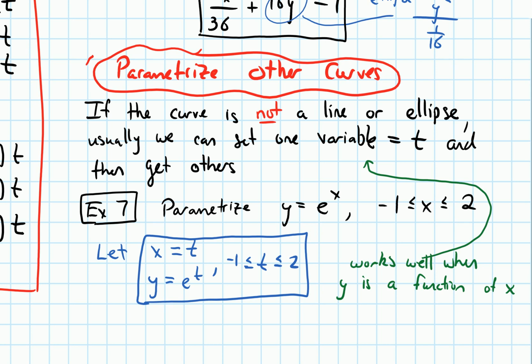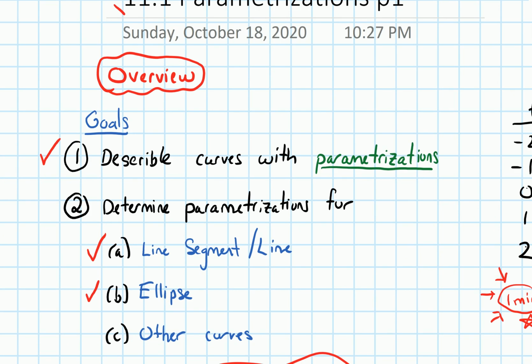All right, so in terms of our goals for this section, we have done our final goal, which is how to determine a parameterization for other curves, things that are not linear and not ellipses.